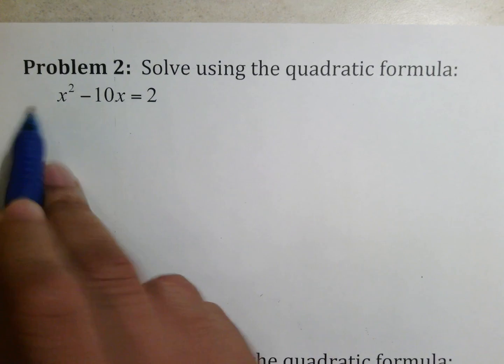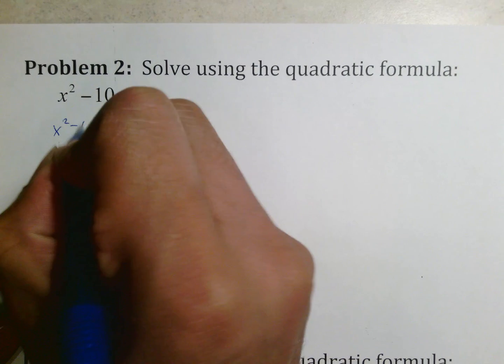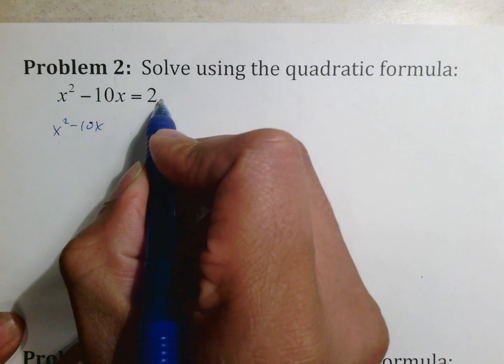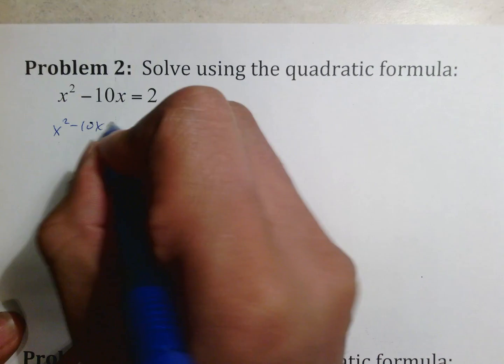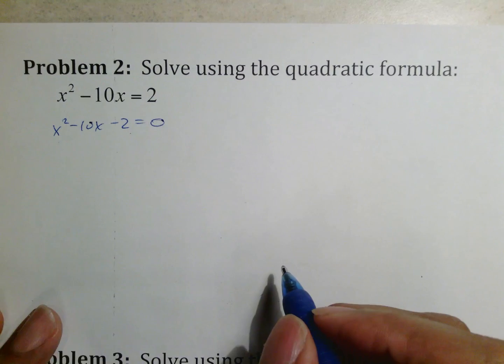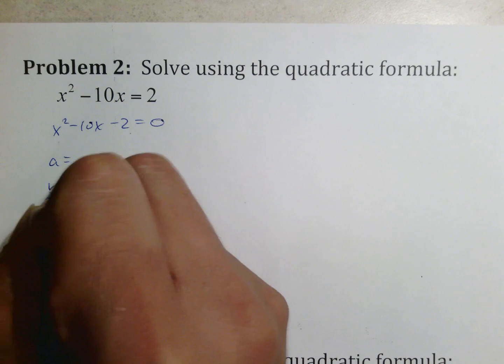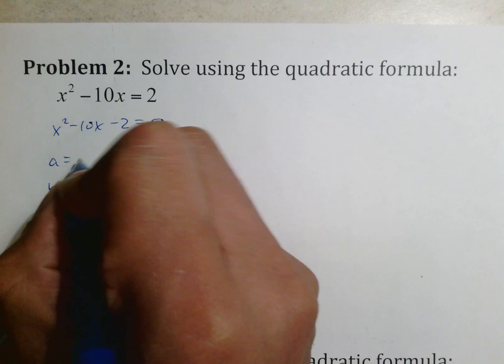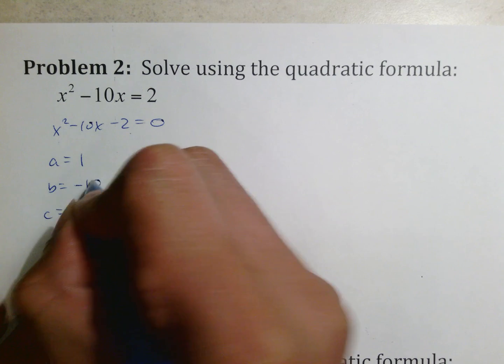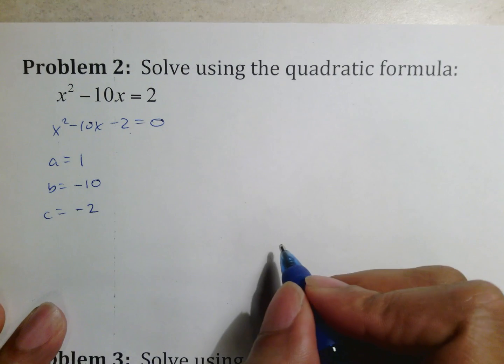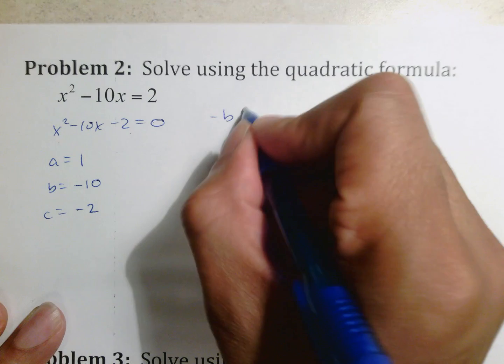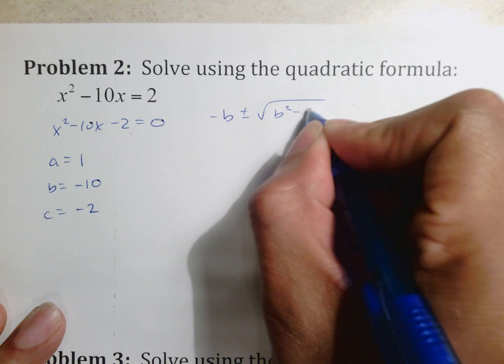That has to be over here first, so we're going to rewrite this as x squared minus 10x. If it's positive on that side of the equal sign, then it's going to be negative on this side of the equal sign. That now allows us to find A, B, and C, with A being 1, B being negative 10, C being negative 2. Write the formula, and everything goes just the same way as it always has.